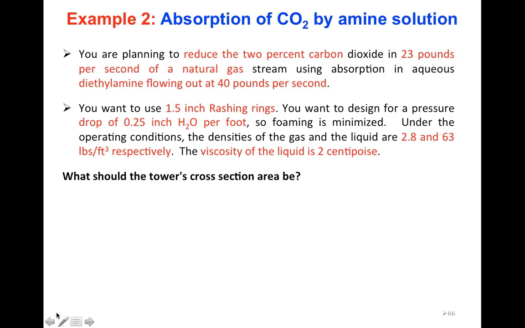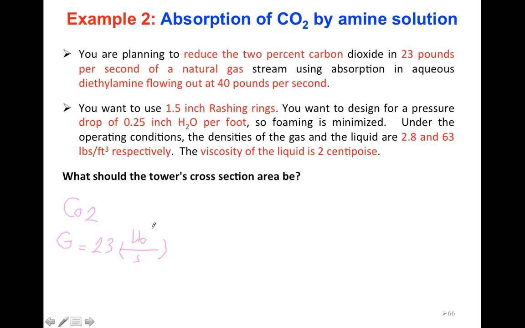So we are planning to reduce the CO2 by 2% in a natural gas stream. We have CO2 in natural gas that has a mass flow rate of 23 pounds per second. This is my gas mass flow rate, which is 23 pounds per second.